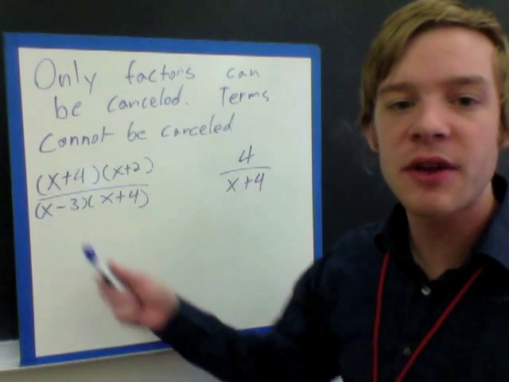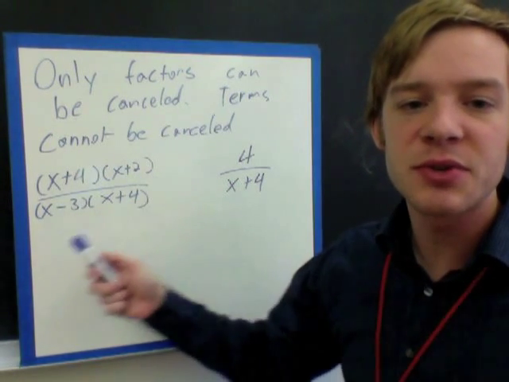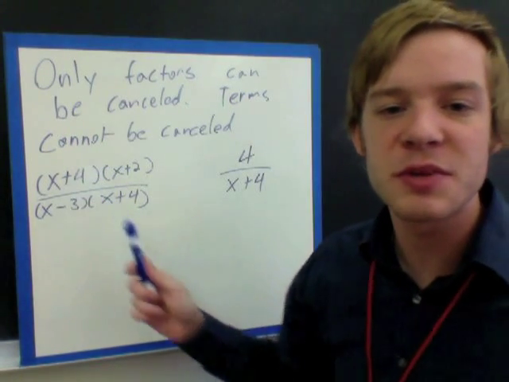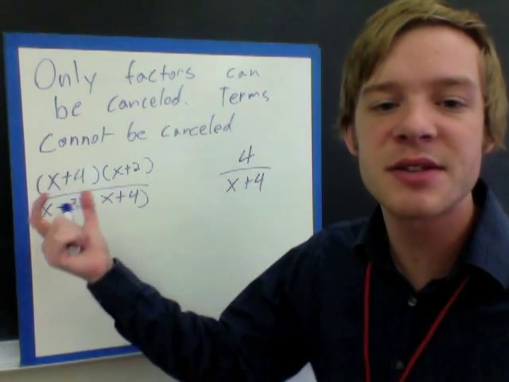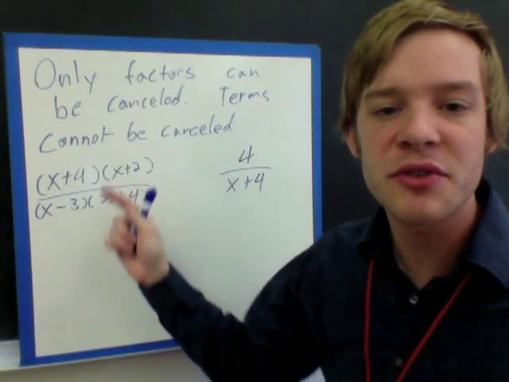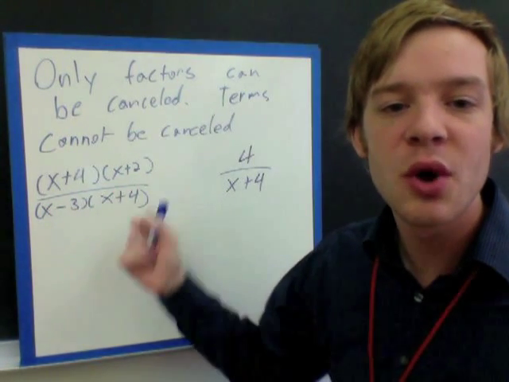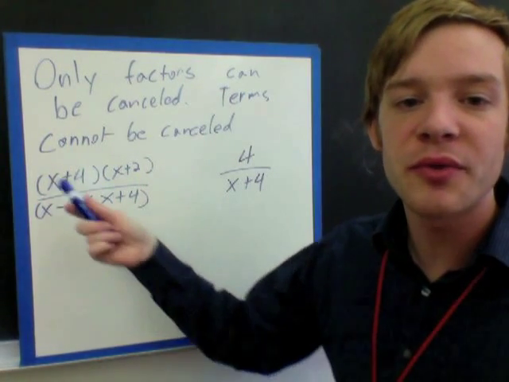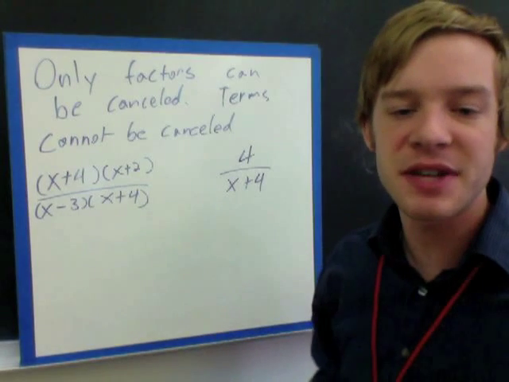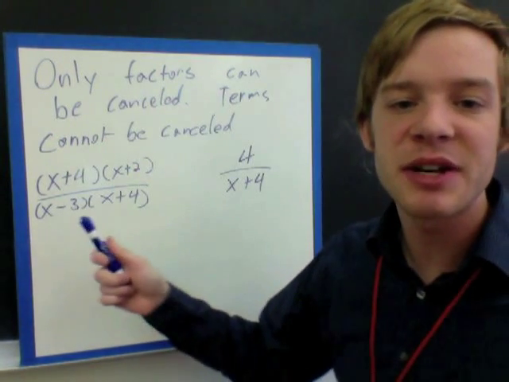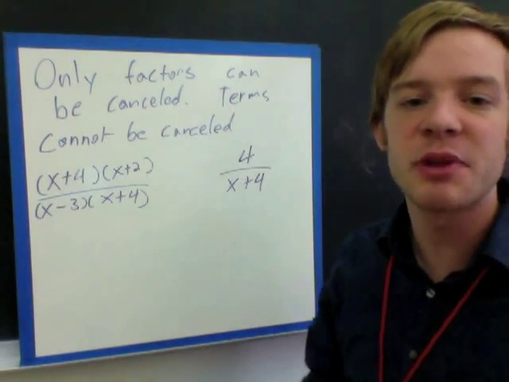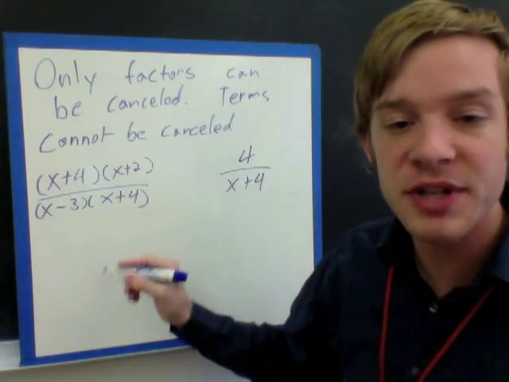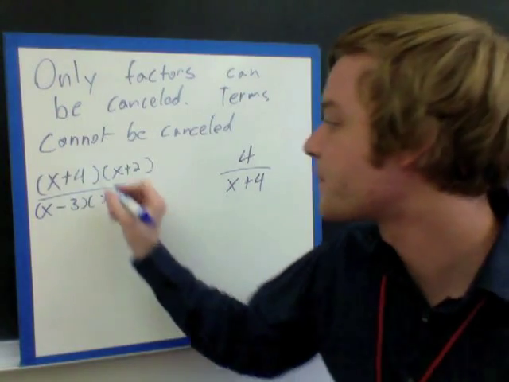So for instance, here I've got x plus 4, x plus 2, x minus 3, and x plus 4. Now it looks like I've got a lot of addition and subtraction here, but since these sets of parentheses are right next to each other and there's nothing in between the parentheses, what's inside is multiplied by the other side. So this x plus 4 is multiplied by this x plus 2 here, and the x minus 3 is multiplied times the x plus 4 on bottom. So I can actually cancel out this whole x plus 4 on top and the whole x plus 4 on bottom.